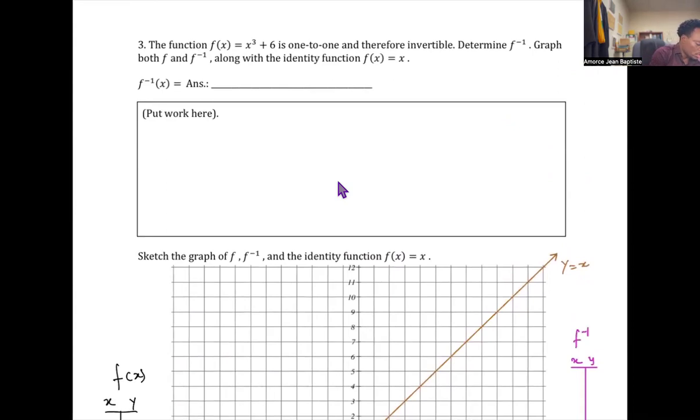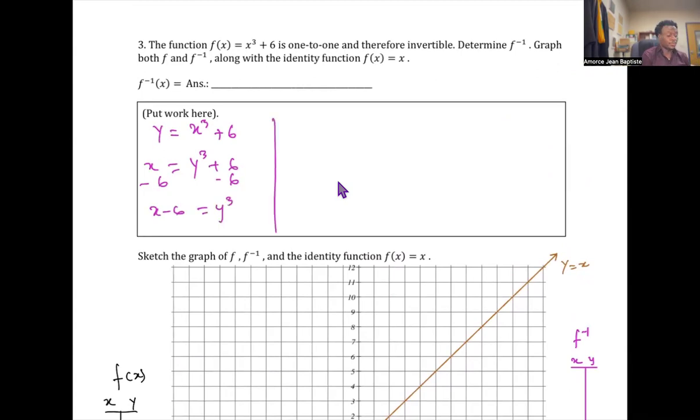So first, y equals x cubed plus 6. Swap x and y. So x equals y cubed plus 6. We're solving for y, so subtract 6 on both sides. X minus 6 equals y cubed. If you take the cube root of both sides, that will cancel the cube for y. Then f inverse of x is the cube root of x minus 6.